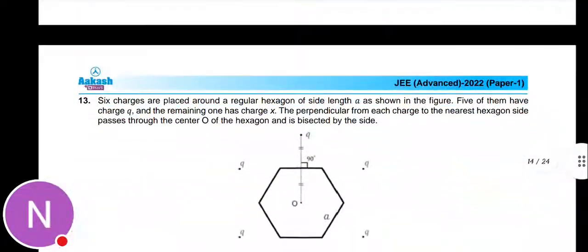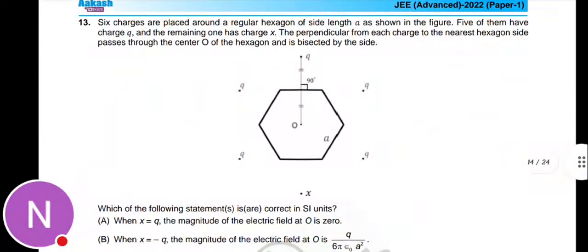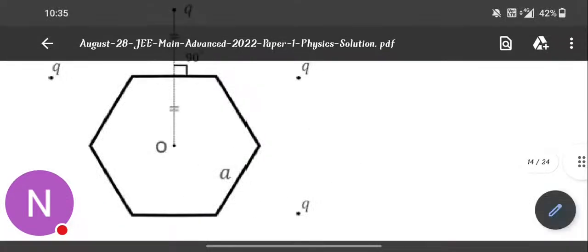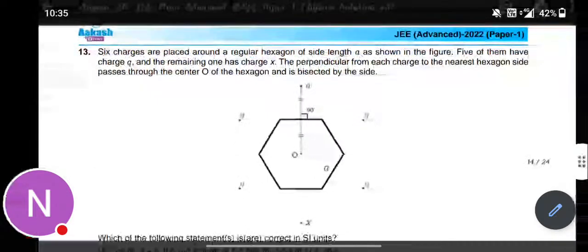Moving on to our next question, that is question number 13. Here they have asked: 6 charges are placed around a regular hexagon of side length a, as shown in this figure. You can see 1, 2, 3, 4, 5, 6.